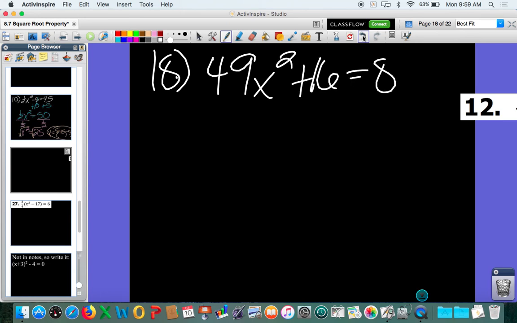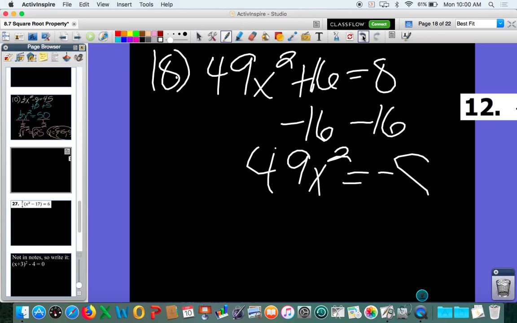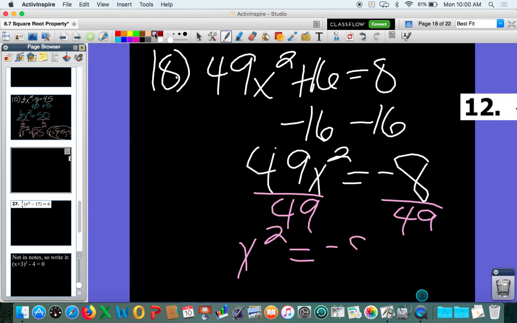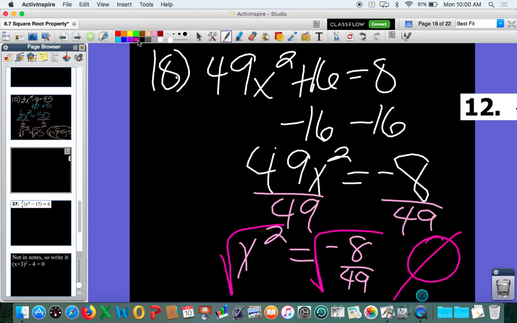Same idea as what we just did, but when I inverse 16, you see I'm going to get 49 x squared equals negative 8. Well, there's the problem. When I divide by 49, I'm going to have x squared equals negative 8 over 49. Now here's the problem. If any part of your fraction is a negative, then it cannot give you a real number. So you're going to have to say no solution because negative 8 in there messes the whole problem up. So that is why I wanted to look at 18.